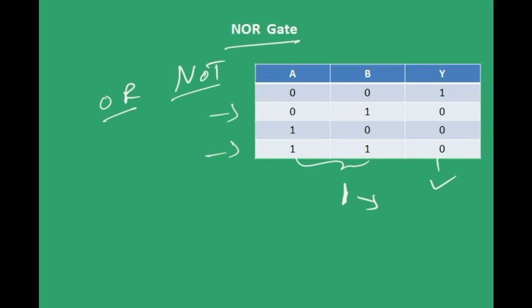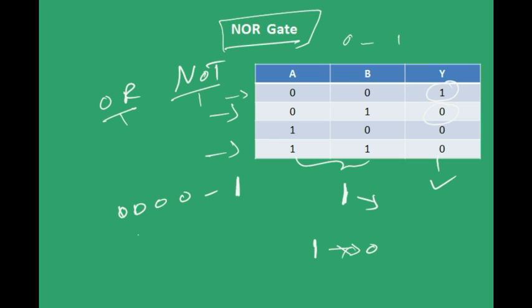Take another case. This is 0 and 1. 0 or 1 will be 1 and NOT of it will be 0. So you got the output as 0 here. Take the first one. 0 or 0 will be 0 and NOT of it will be 1. Hence you got 1 here. So first perform OR and then NOT for a NOR gate. And a simple way of remembering is that if all your inputs are 0, then you are going to get 1. In any other case, you are going to get 0.